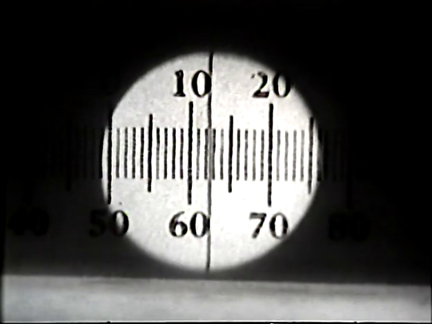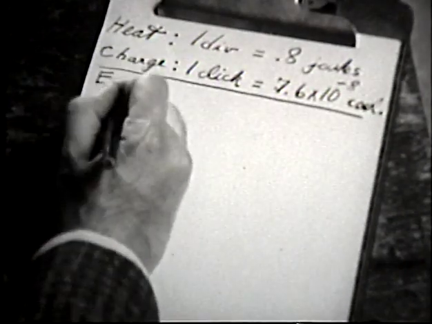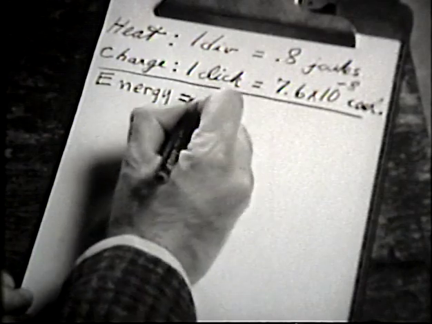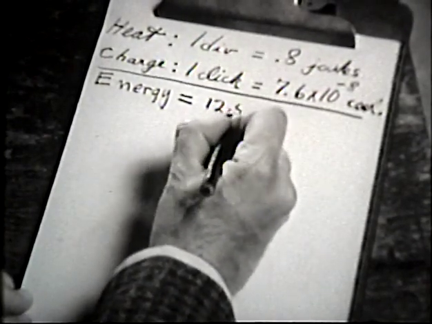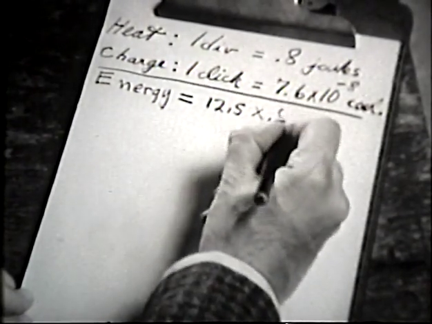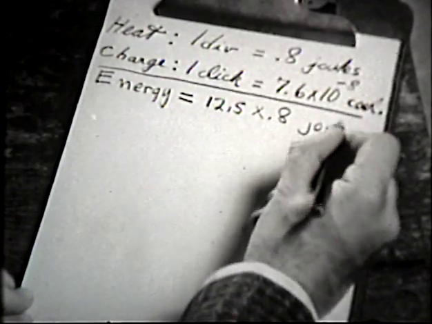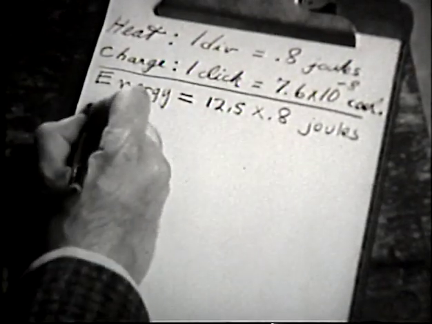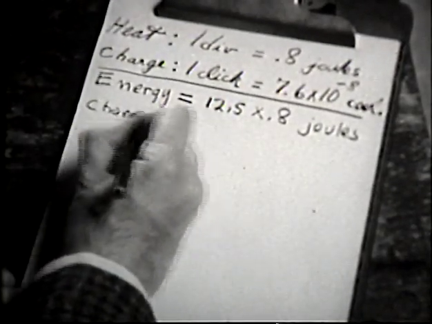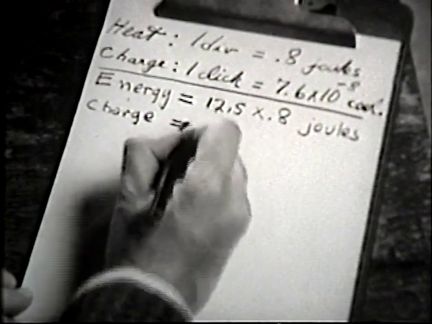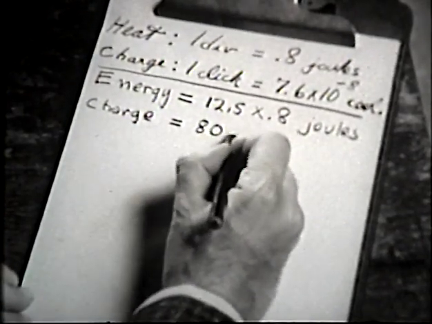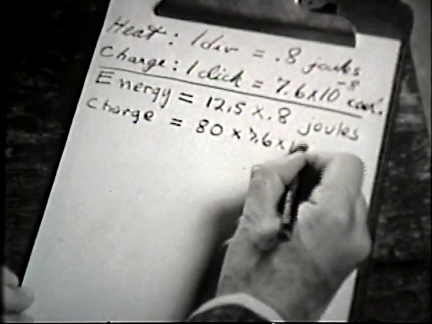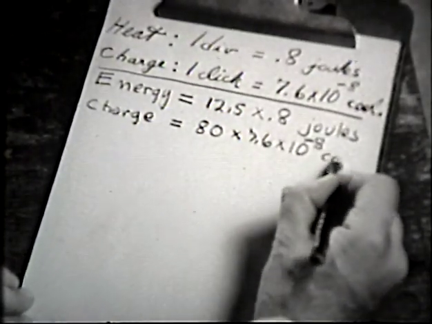.5 divisions. So the energy carried into the disk is 12.5 times 0.8 joules. And the charge carried into the disk is 80 times 7.6 times 10 to the minus 8 coulombs.